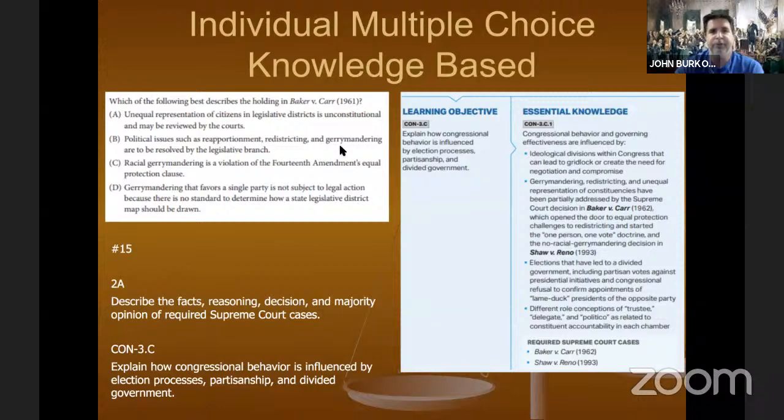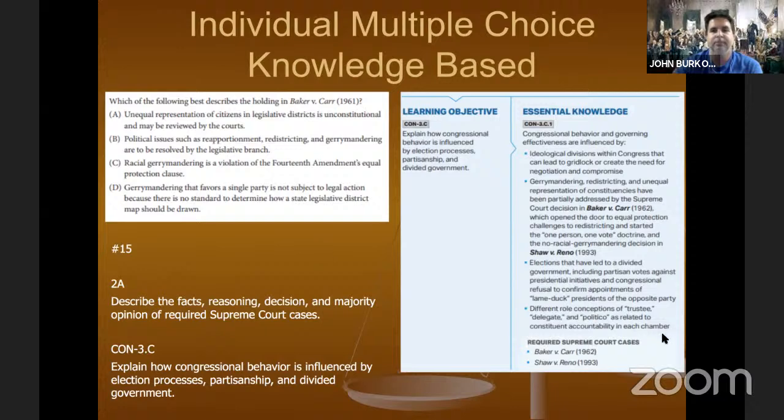Political issues such as reapportionment, redistricting, and gerrymandering are to be resolved by the legislative branch. That's actually the opposite of what Baker was. Racial gerrymandering is a violation of the 14th Amendment Equal Protection Clause. Is that true? Sure. Is that what Baker v. Carr is about? No, that's what Shaw v. Reno is about. Gerrymandering that favors a single party is not subject to legal action because there's no standard to determine. That's, again, not Baker v. Carr. Is that another case? Yeah. But again, you have to know these cases. You have to know these concepts. That is the expectation.